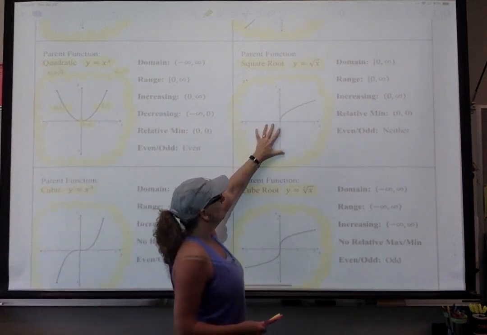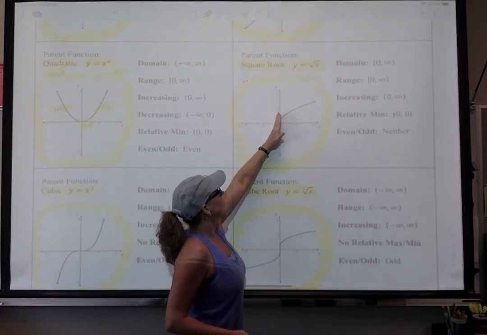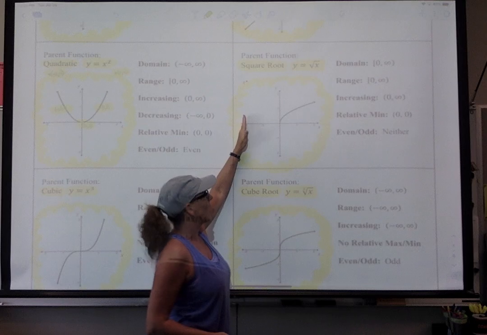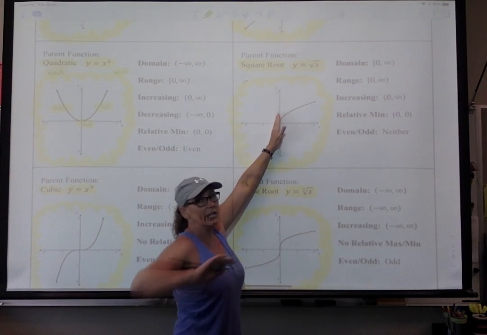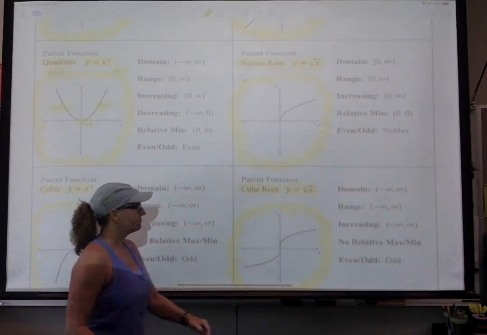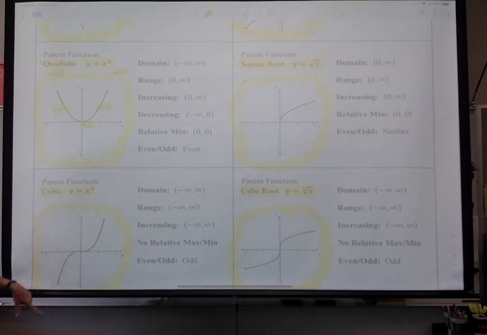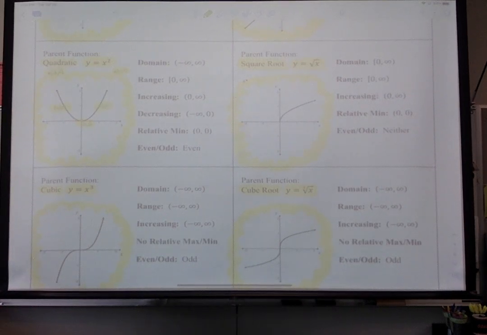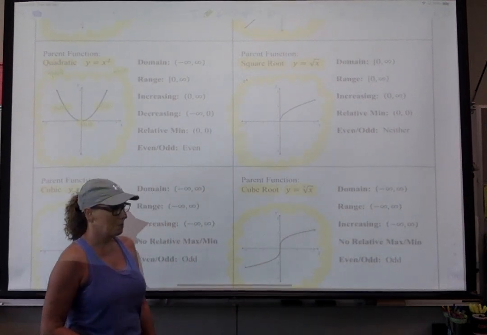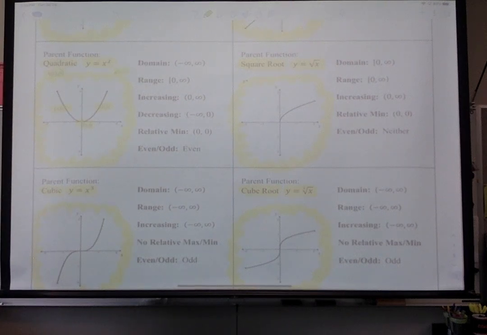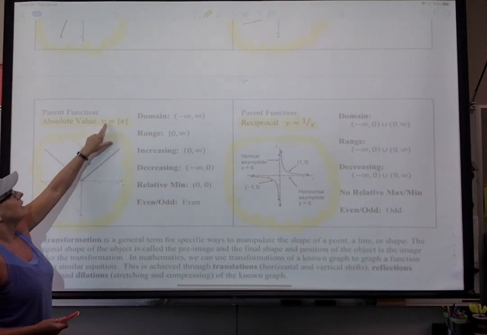This is your square root function. Notice that you can't square root a negative number, so we can't include any negative x's in our graph. The graph starts with 0 because you can square root 0, and it goes into positive x's. Your basic cubic function passes through the origin. Your basic cube root function passes through the origin. This is the absolute value function.